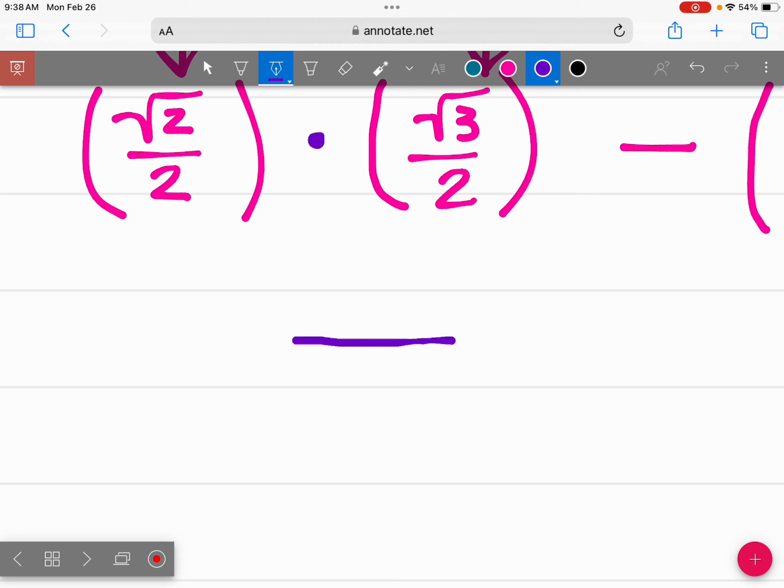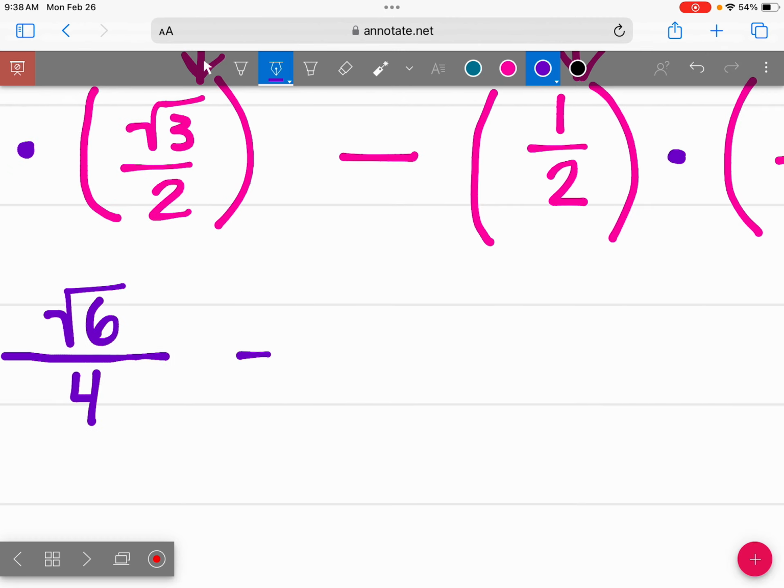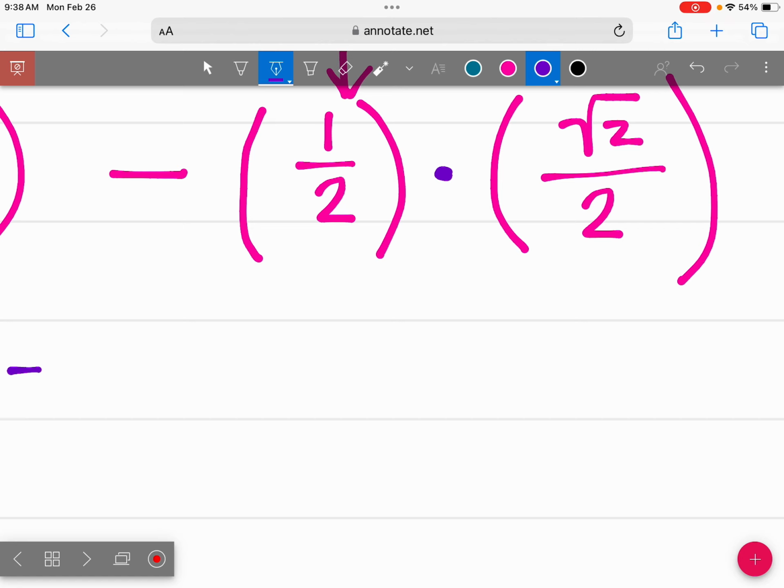When we're multiplying radicals, can we multiply the pieces under the radical? Yes. So it's going to be the square root of 6 over 4. Multiplying fractions, multiply across. Our other fraction, 1 times square root of 2, gives us just the square root of 2 over 4.